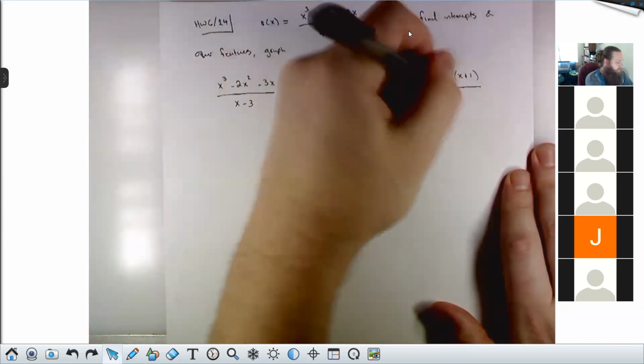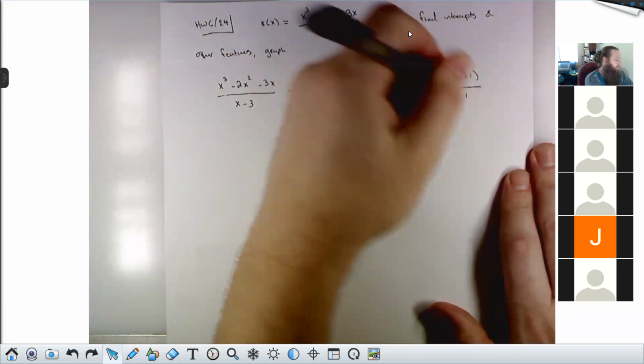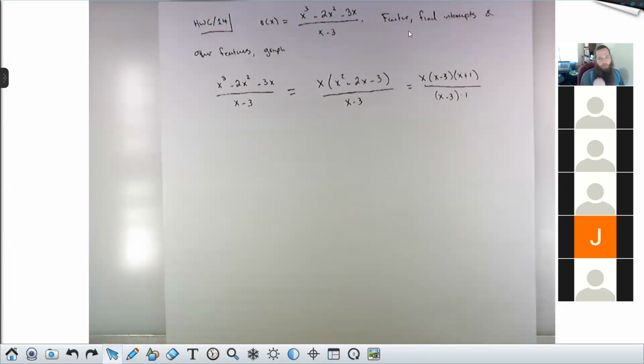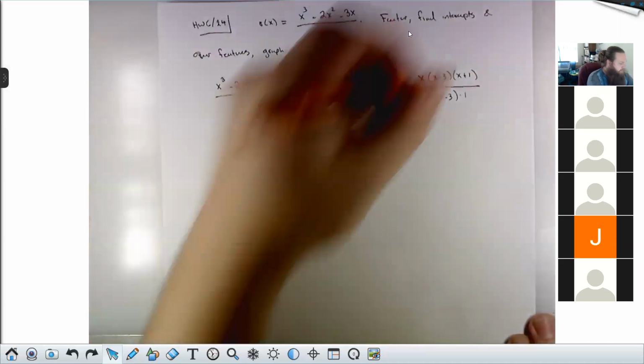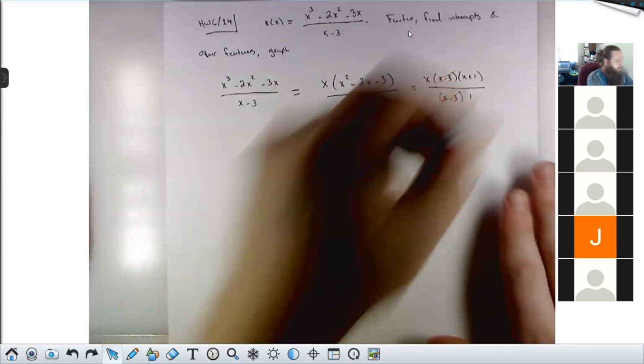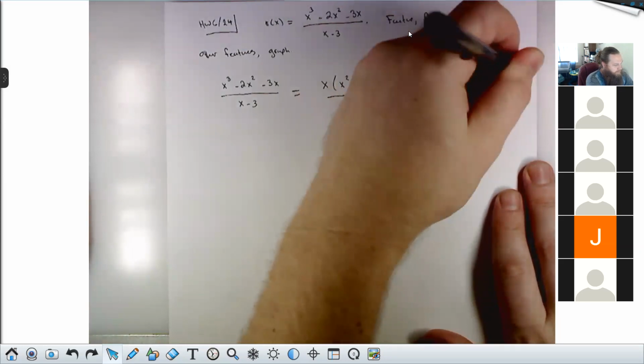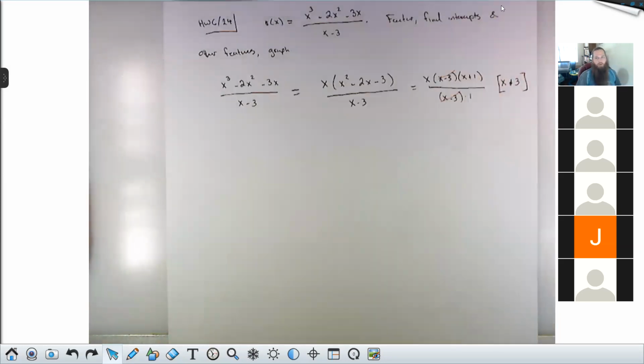And the bottom is still just x minus 3, which I'll remind you is the same as x minus 3 in parentheses times 1. So there is indeed a common factor. It's the x minus 3. You strike that, but only if x is not equal to 3. And it's important that you make note of this.